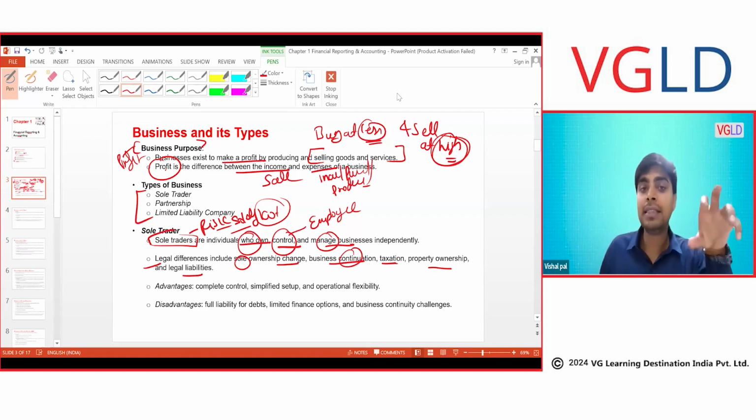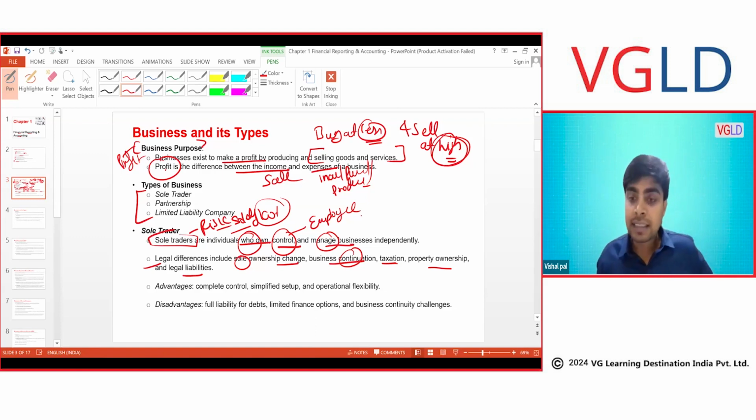So a sole trader's business is itself known by the businessman. If I am running my business, then I will be the one continuing it, so the business will be running in my name. If I want to take a loan, the loan will be given to me, not to my business. If it is given to my business, then it is the same as giving it to me. Taxation: there will be no separate legal entity.